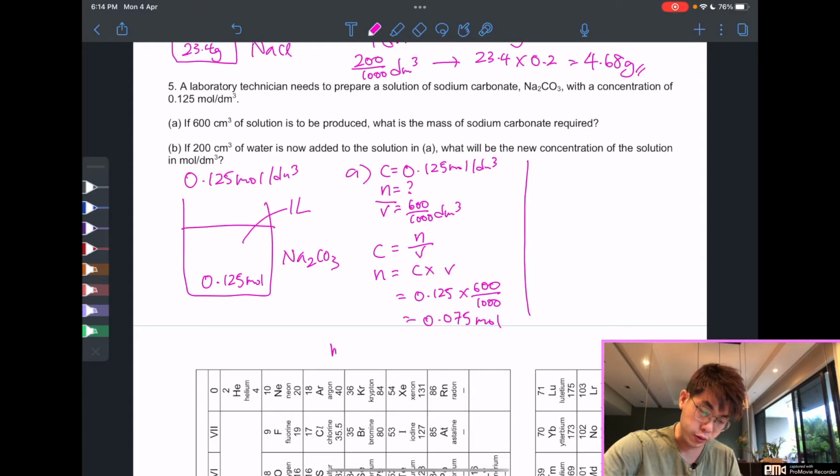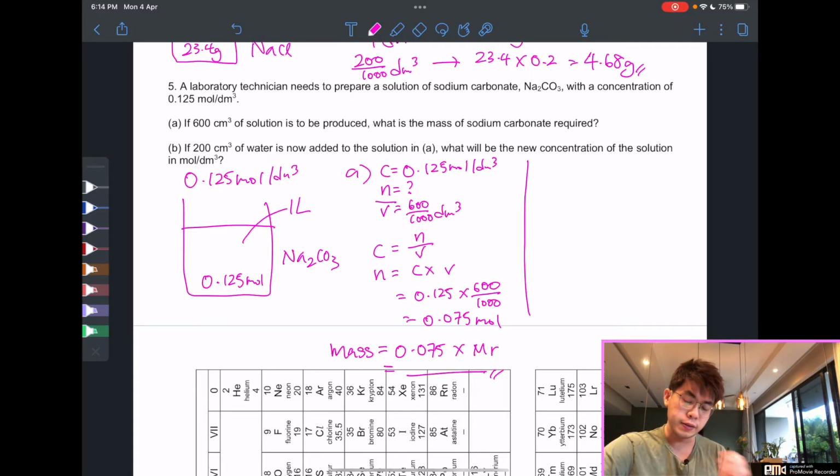So what I need to do is mass equals to 0.075 times the Mr of sodium carbonate, and then you get the final answer. Okay, so I won't be calculating that here.